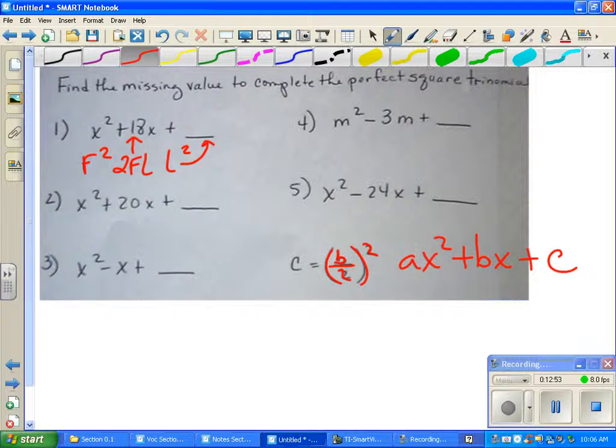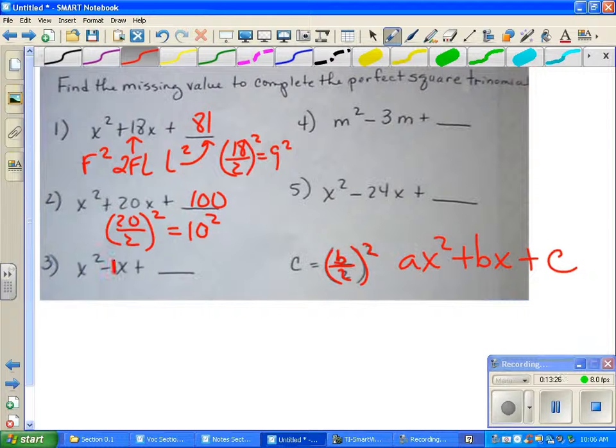So for example, on this one, we would take 18 divided by 2. That makes 9. So squaring 9 would give me that perfect square trinomial of 81. It's because I can think about what would I square to get 81? What would I square to get x squared? That would be x and 9. And doubling that makes 18x. So if I do 20 divided by 2, quantity squared, I get 10 squared, which is 100.